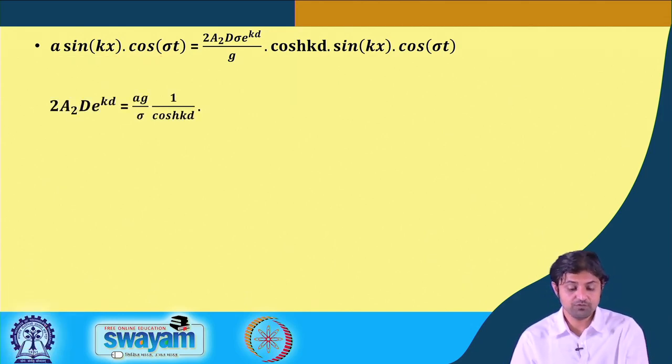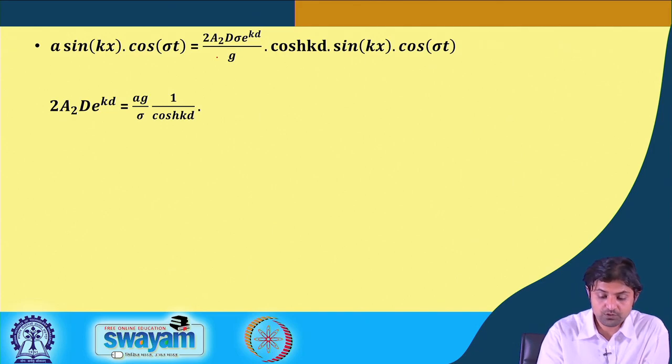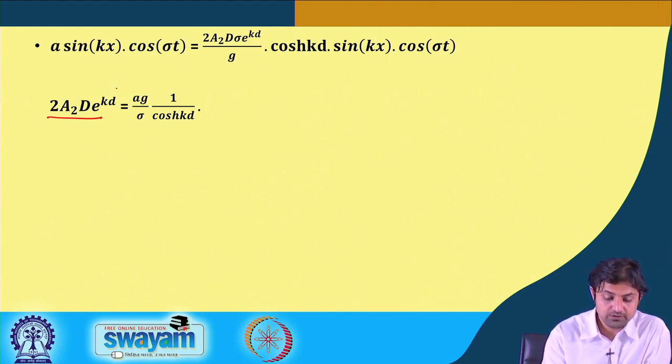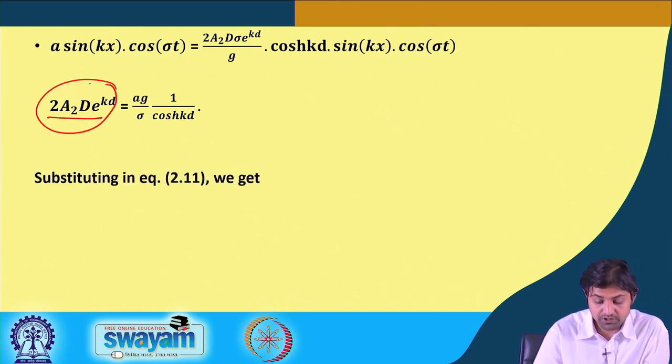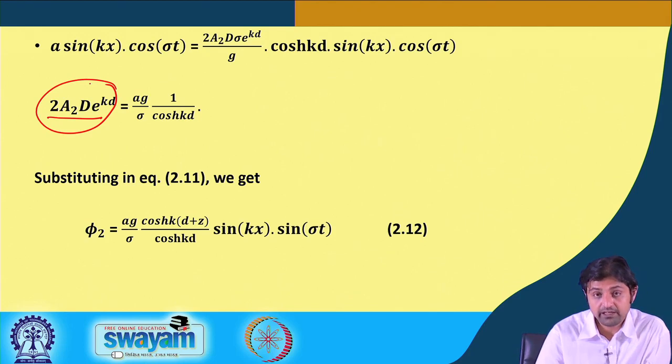And after solving for this, we get 2a2 d e to the power k d as Ag by sigma into 1 by cos h k d. And if we substitute these values into our original phi 2, we are going to get phi 2 equal to Ag by sigma cos h k (d plus z) divided by cos h k d into sin k x into sin sigma t.